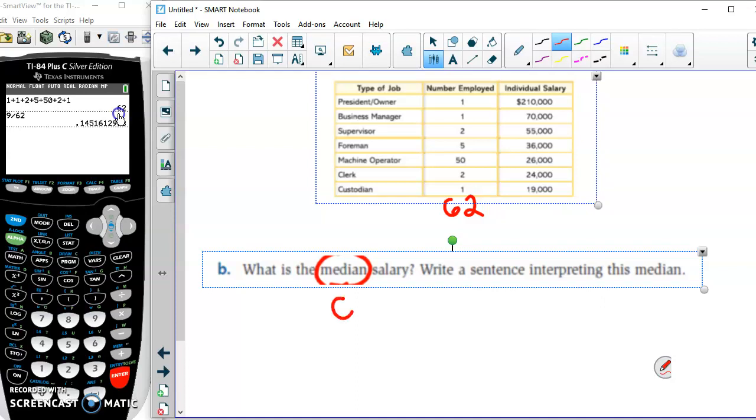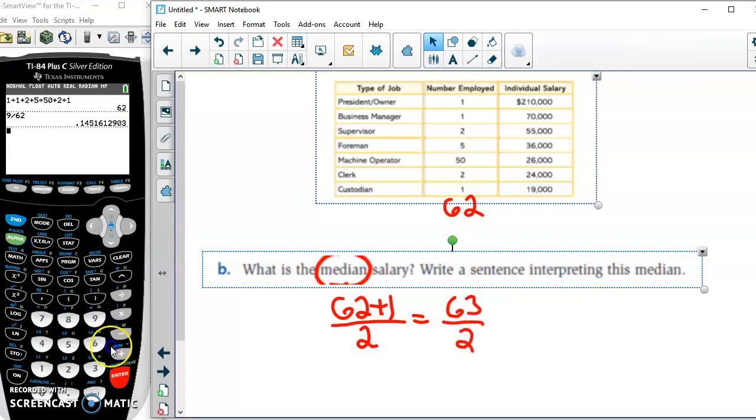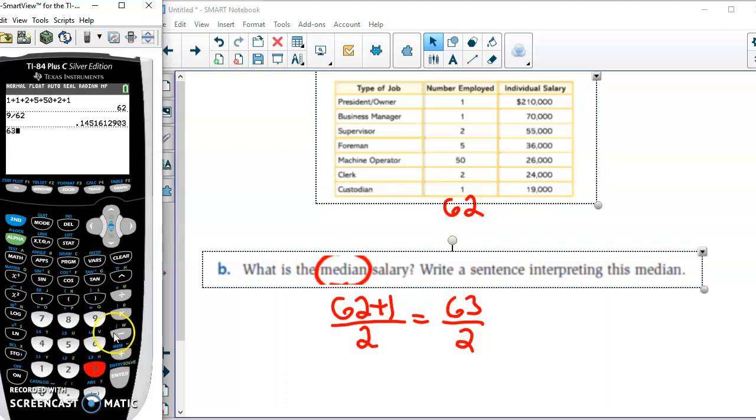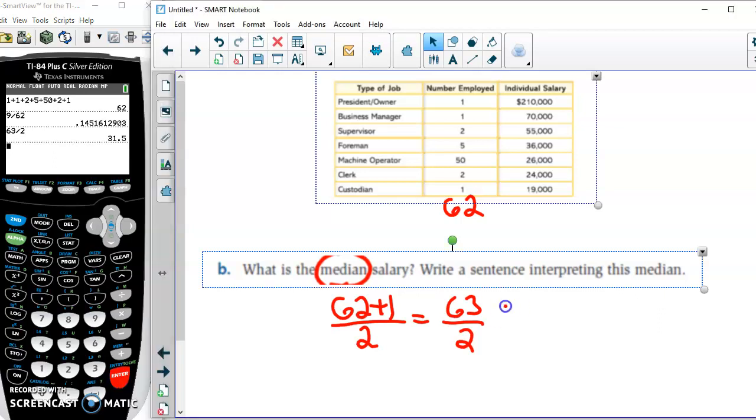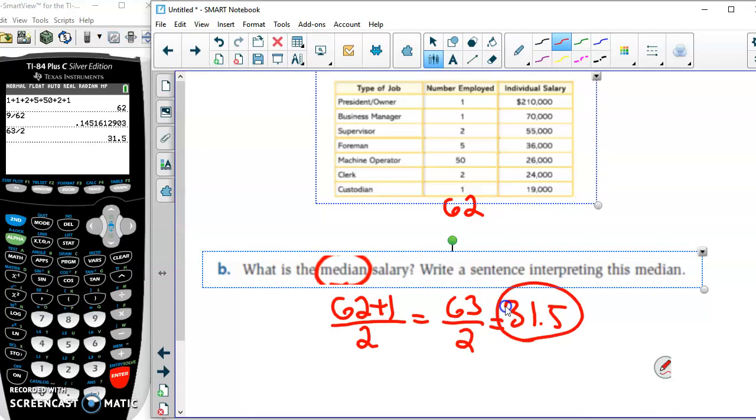So the median salary location is going to be 62 plus 1 over 2, or 63 divided by 2. All right, and we would do 63 on here, divide 2, and we end up with 31.5. Okay, now 31.5, that is not anyone's salary. I would hope in a whole year we make more than $31, or else we're in a sad situation. But we can keep it moving.